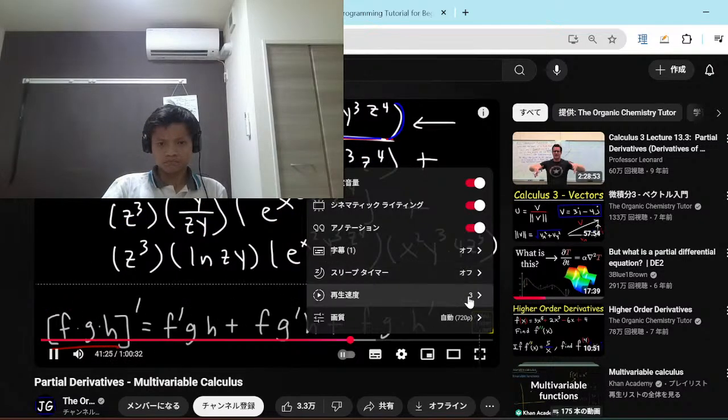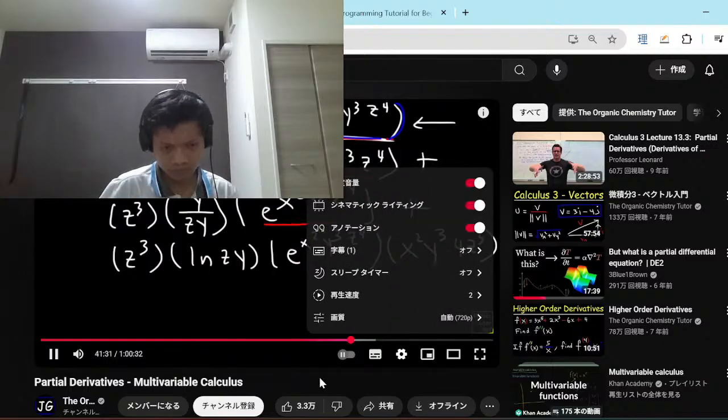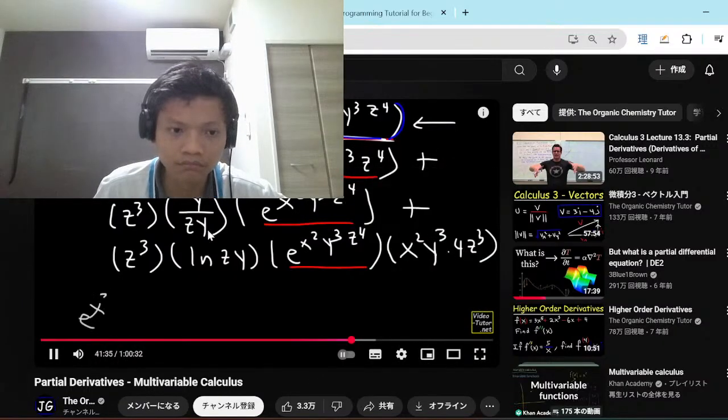Now let's see if we can simplify our expression. Let's factor out the common factor. So we can take out e^(x² y³ z⁴).